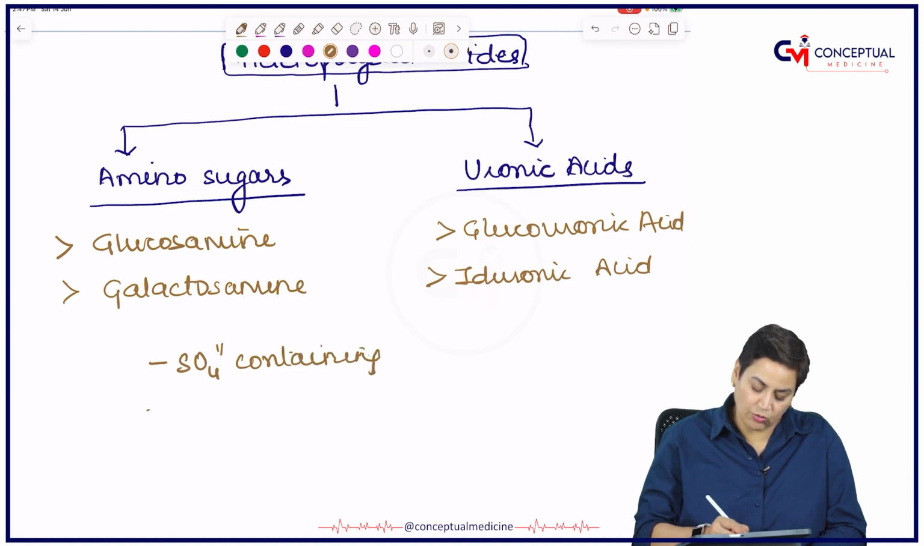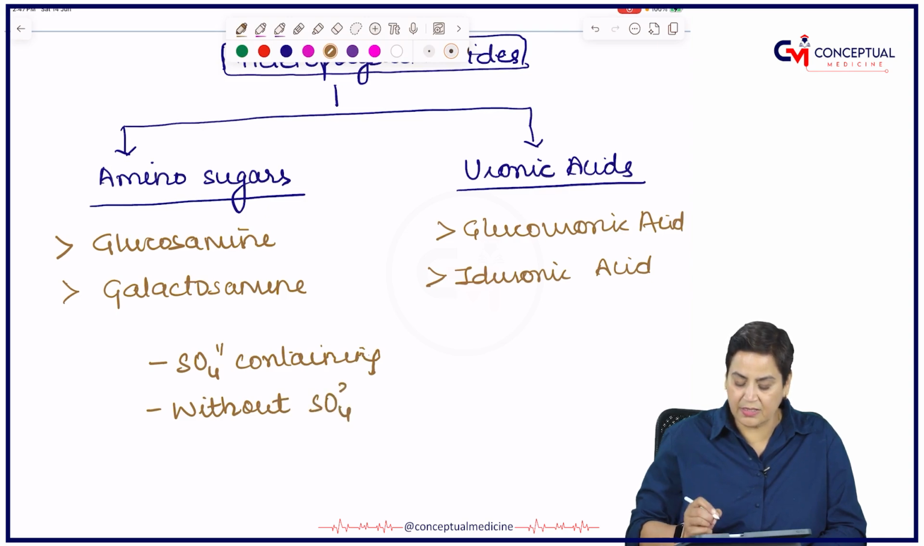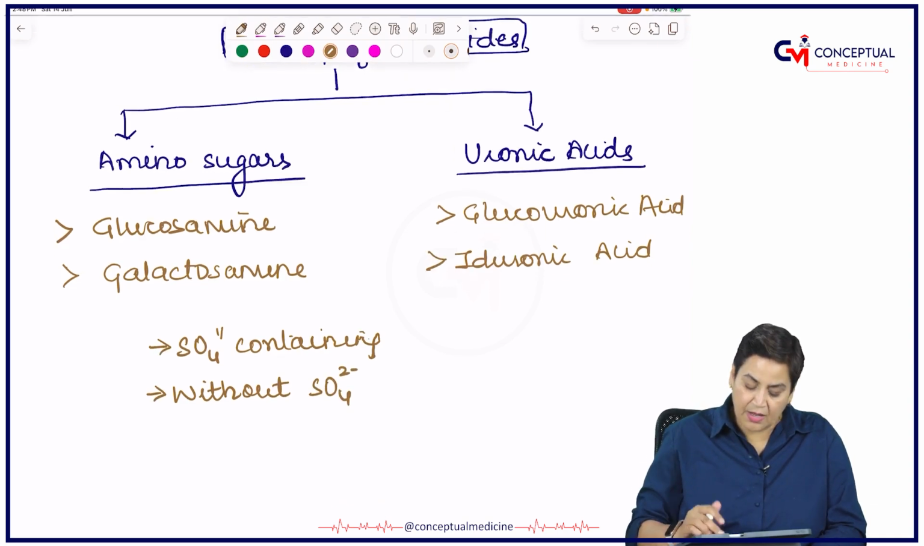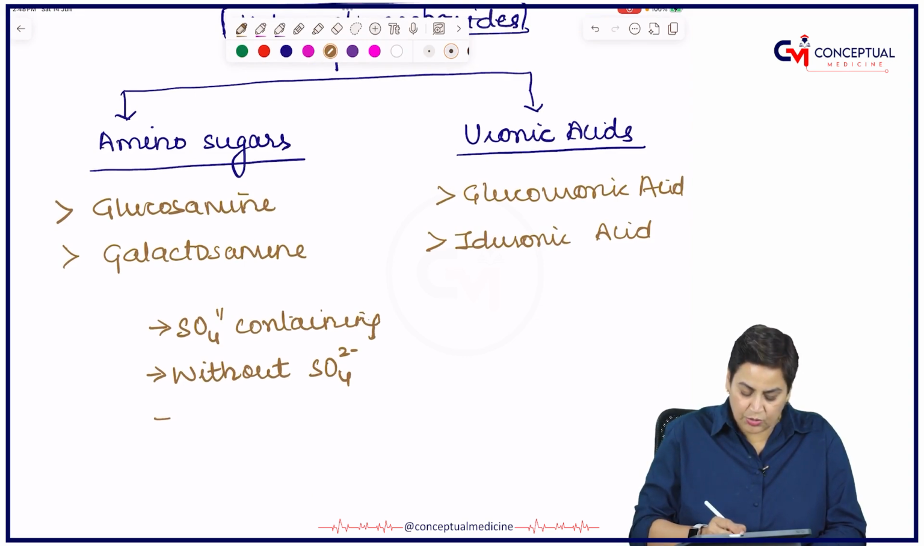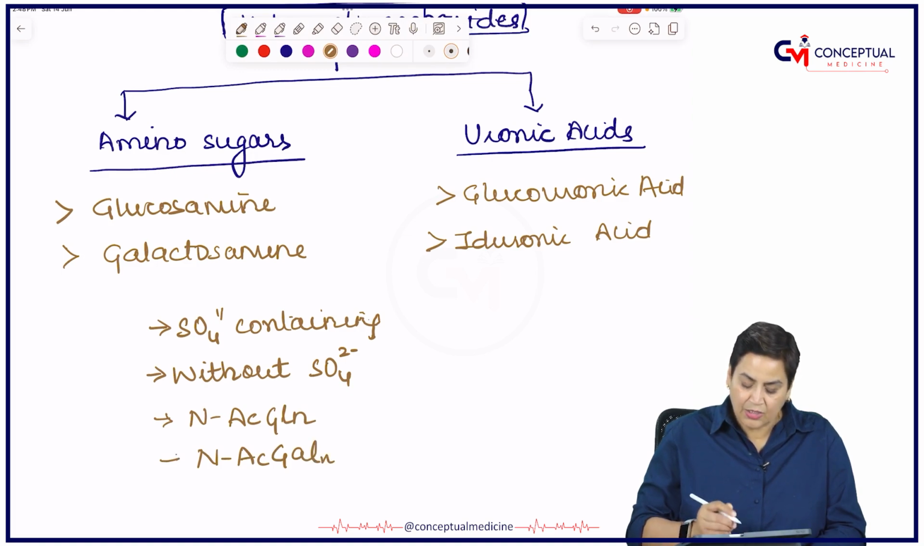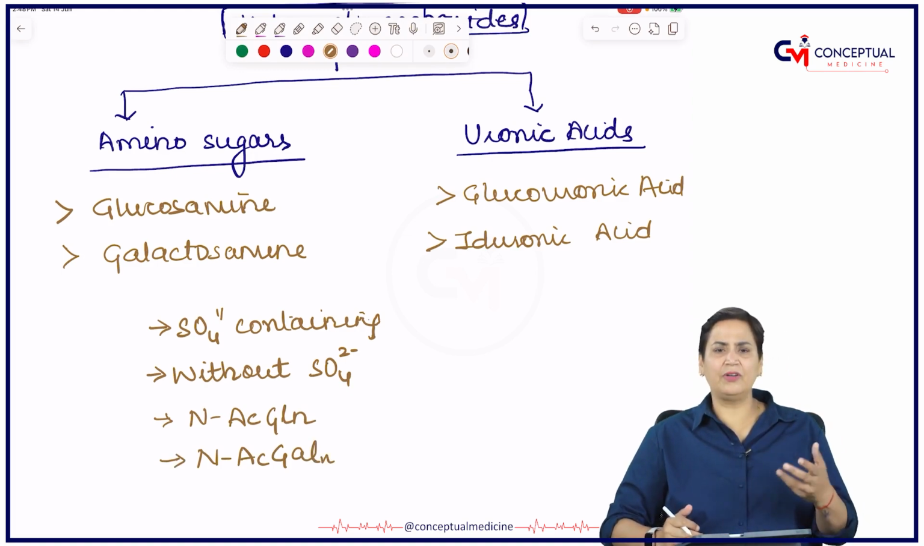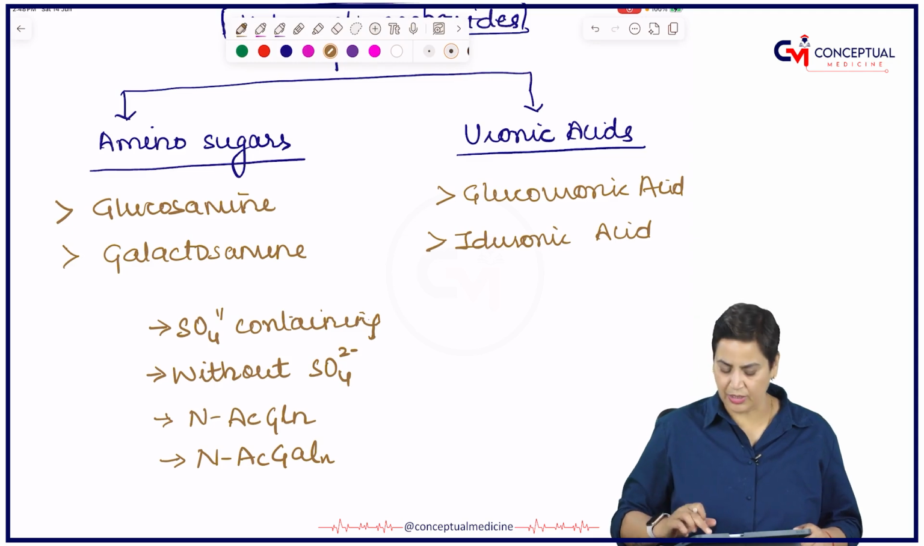They can be without sulfate also. Again, if there is sulfate, there will be charge on them like this. Then they can be acetylated also, so it will be N-acetyl glucosamine or N-acetyl galactosamine. So there are, you can say, different versions of these heteropolysaccharides.